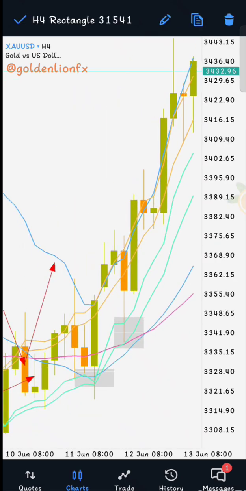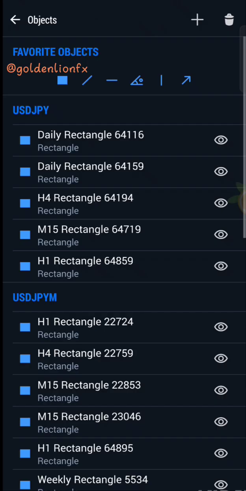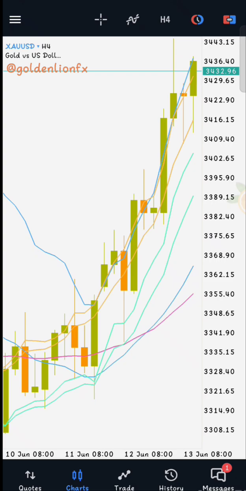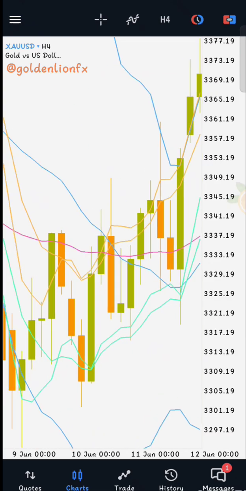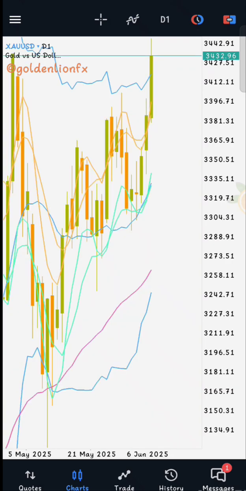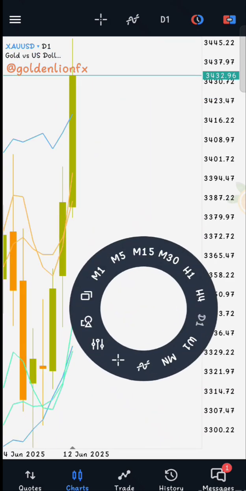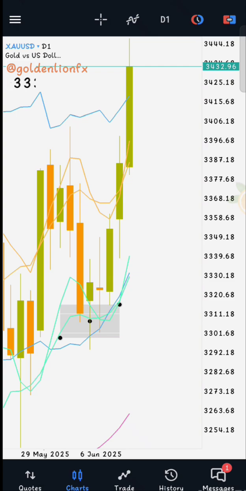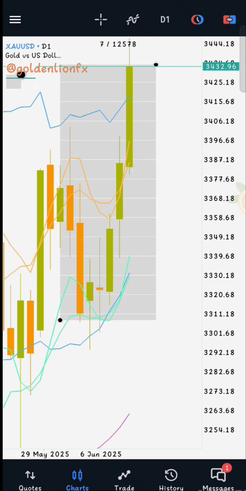So let us clear all the objects, and then we do the analysis of what we should expect this coming week. Well, if we go to the daily time frame, we can clearly see that, as we had earlier anticipated, price respected our re-entry right here, and it moved over 1,000 pips, right?